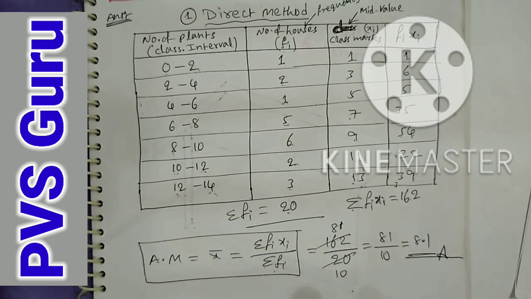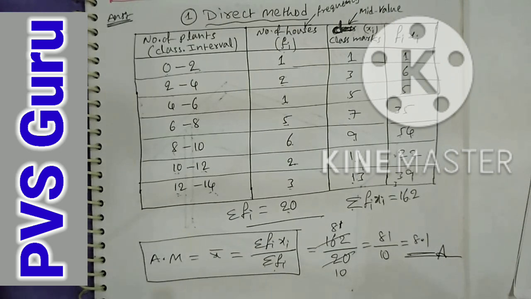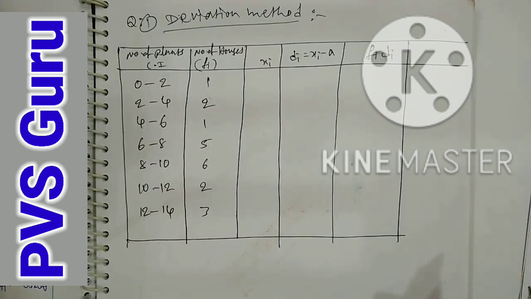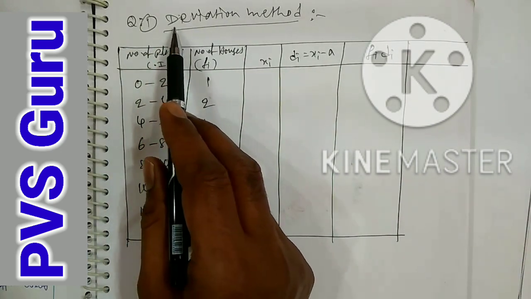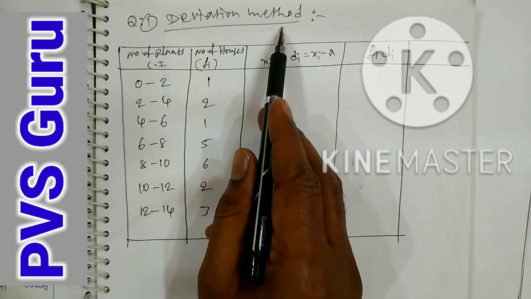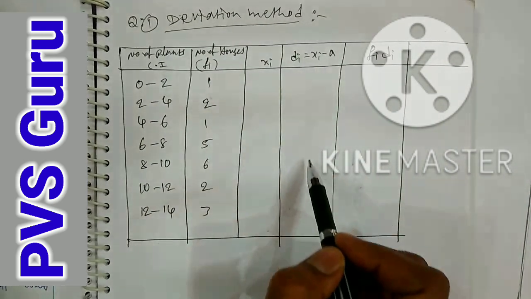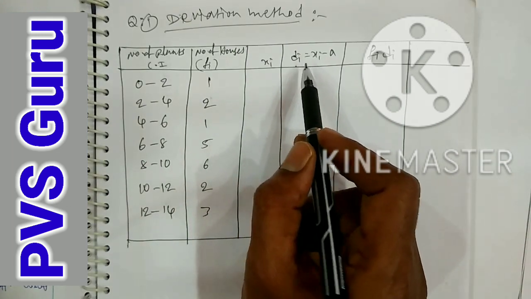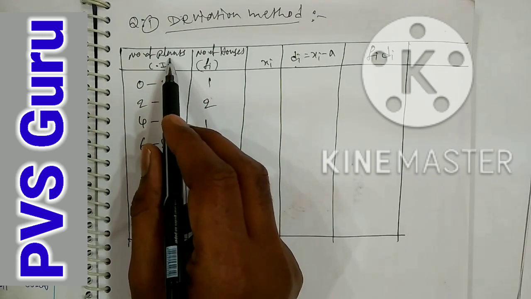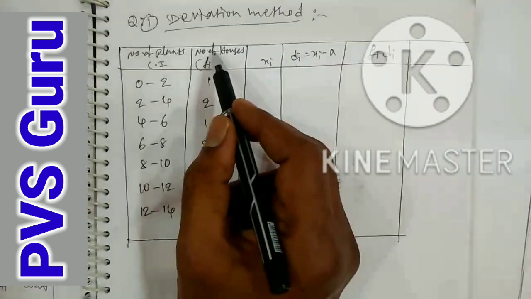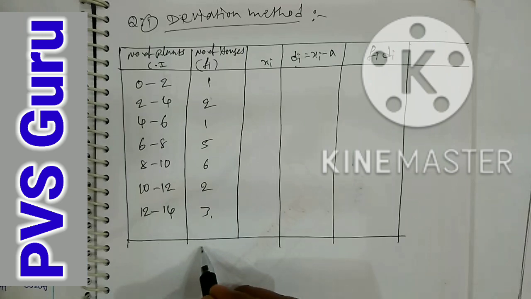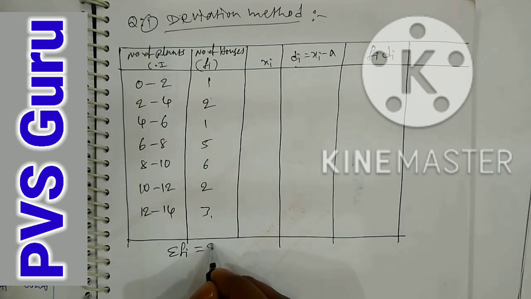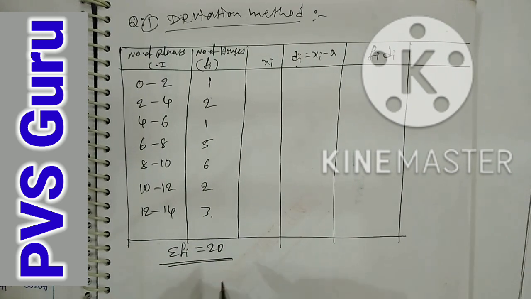So I am doing the same problem with the second method also. In this video I am giving only one problem in 3 methods. Question number 1, second method, deviation method. In this method we have one extra column, the deviation value. Given number of plants, that is the class interval, and the same frequency. This frequency total sigma Fi is 20. Already we have done it in the direct method.